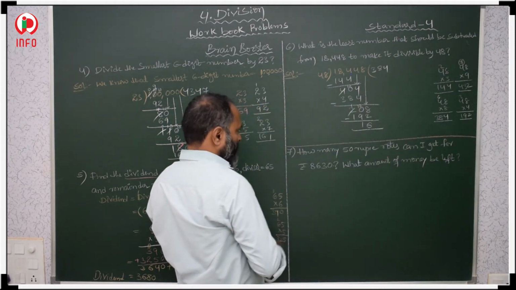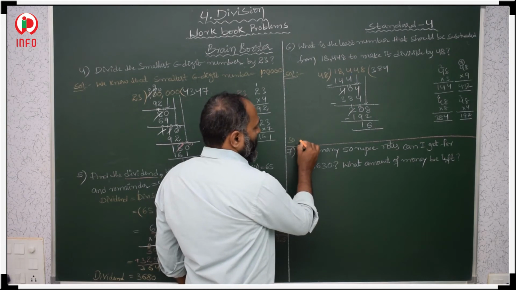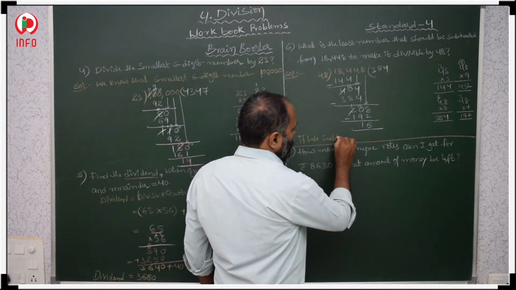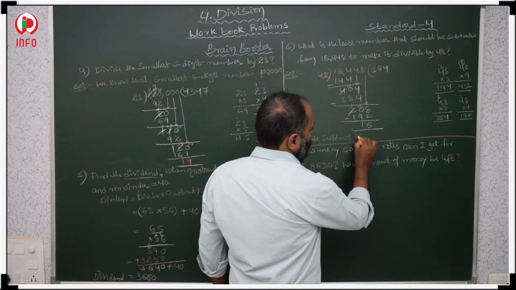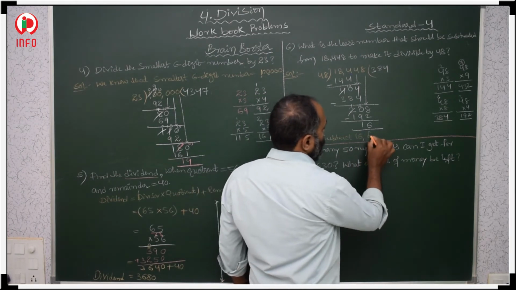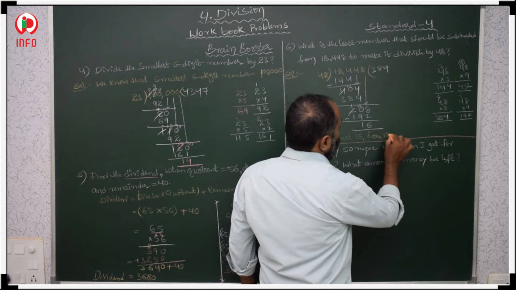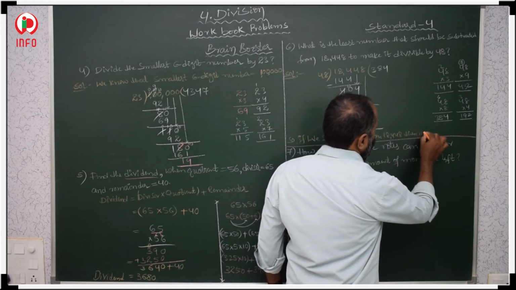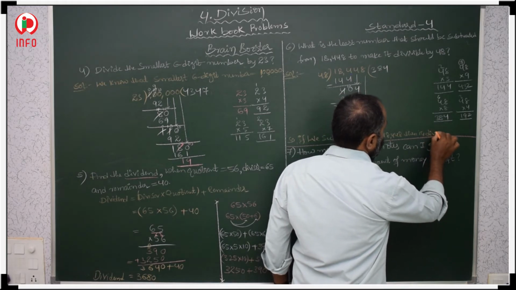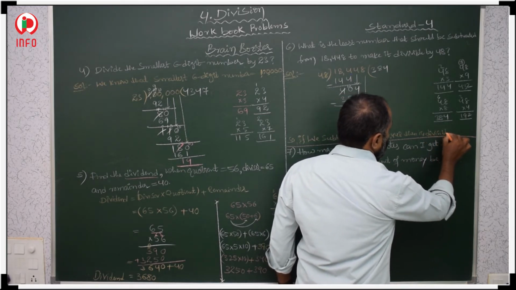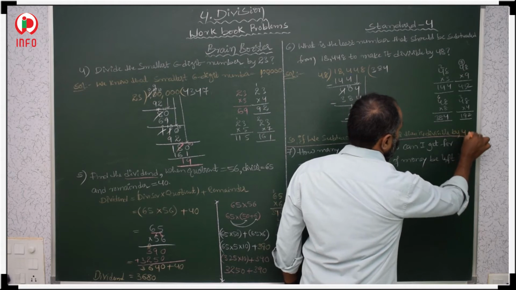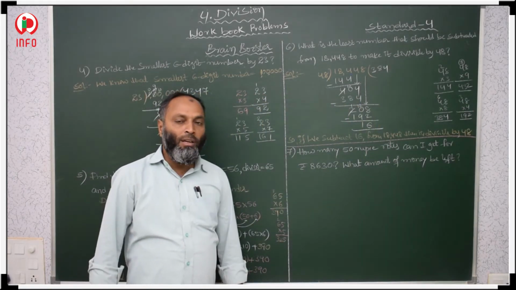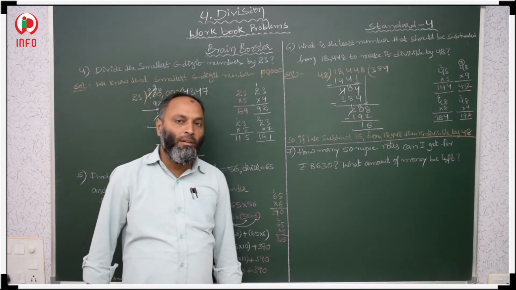So if we subtract 16 from 18,448, then it is divisible by 48. It is divisible by 48.